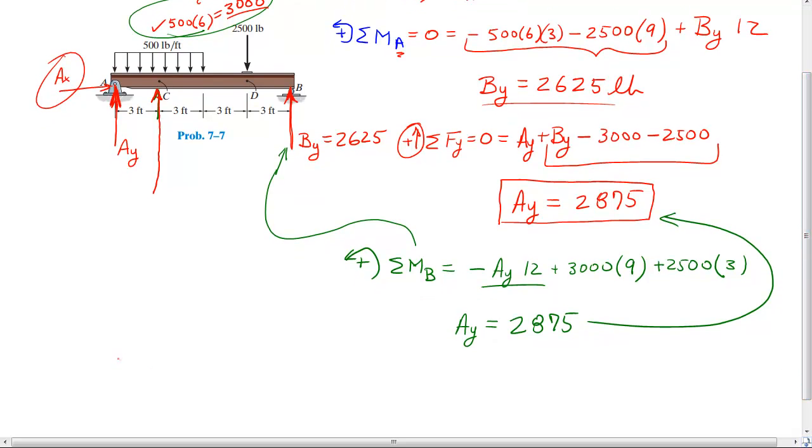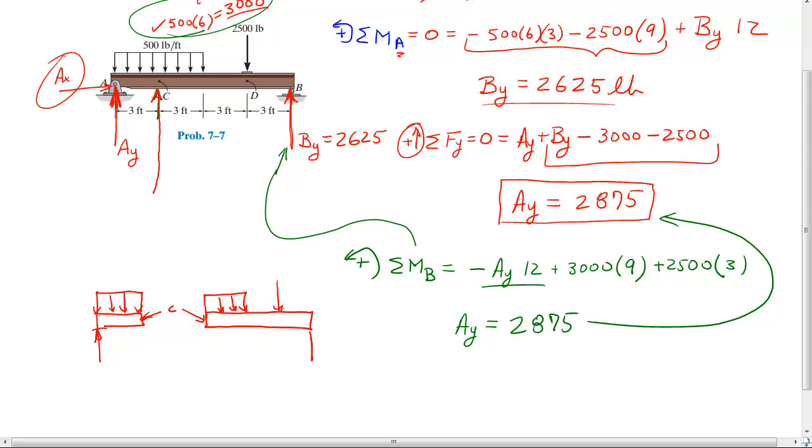So how should we do this? Well, you got 2 ways. You can chop the beam, and point C is right here, and you can look at the left end, which looks like this. Or you could chop the beam and look at the right end. The right end looks like this.